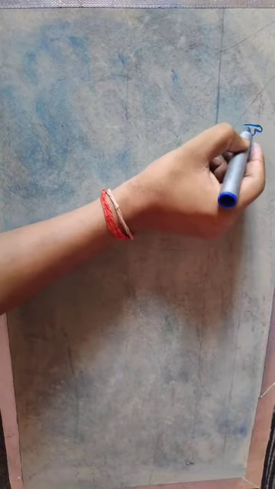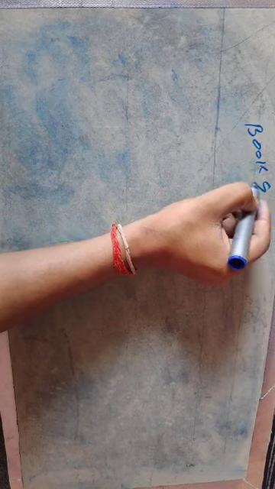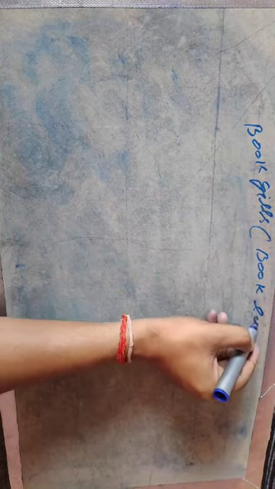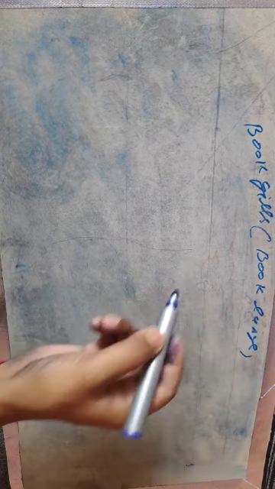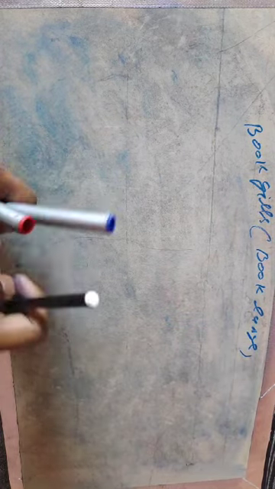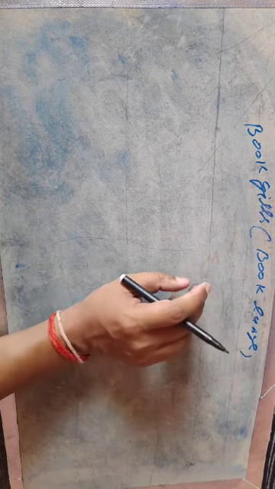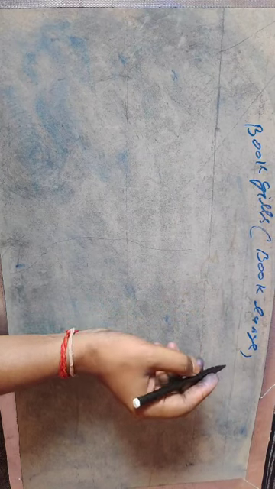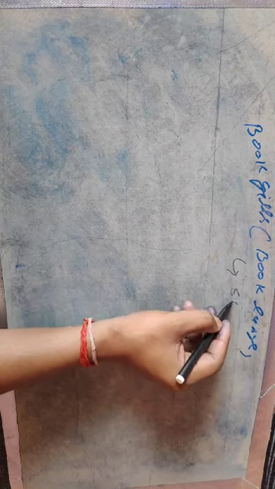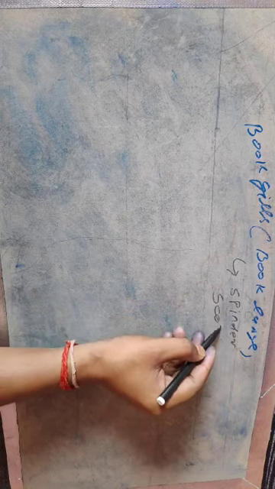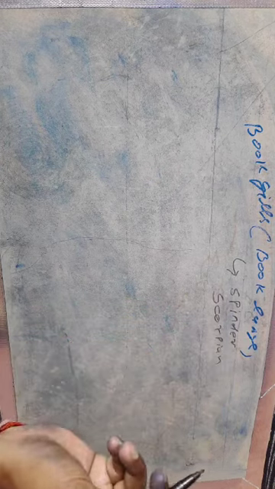Actually, book gills or book lungs are common in some very special groups of arthropods, like the spider and scorpion. So it may be asked: name the organisms in which book lungs are found. The spider and scorpion.